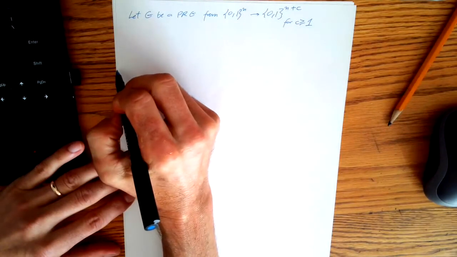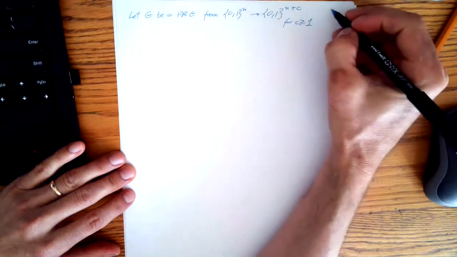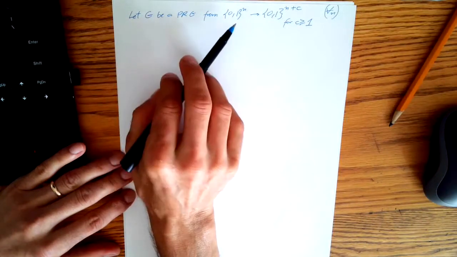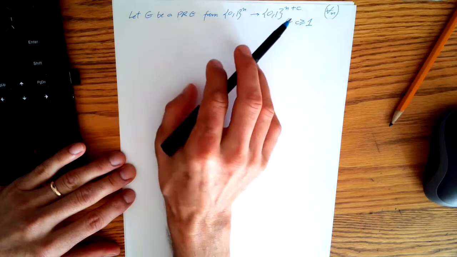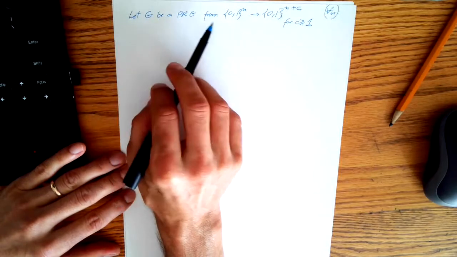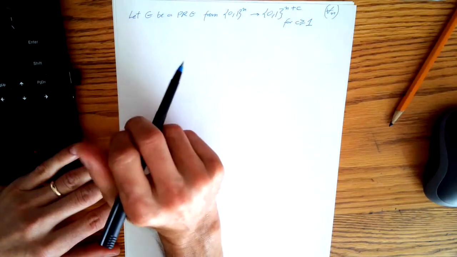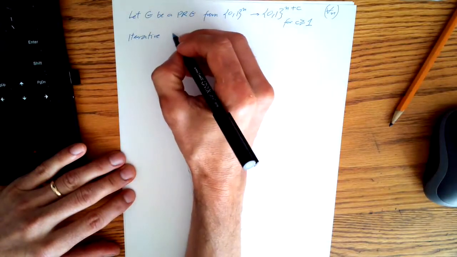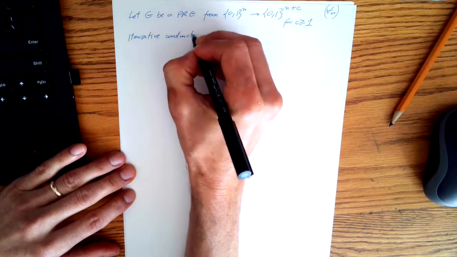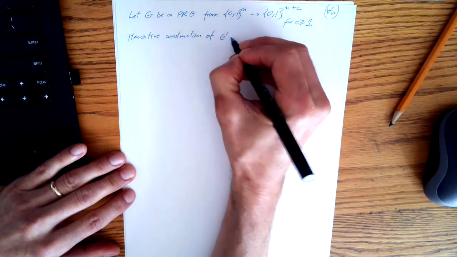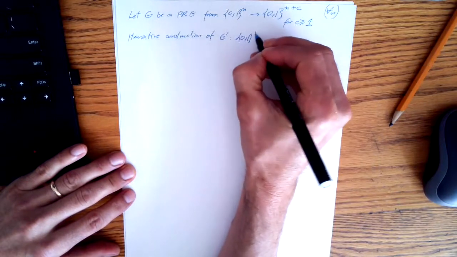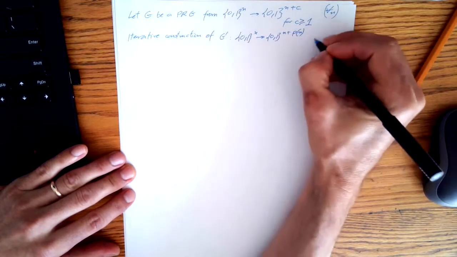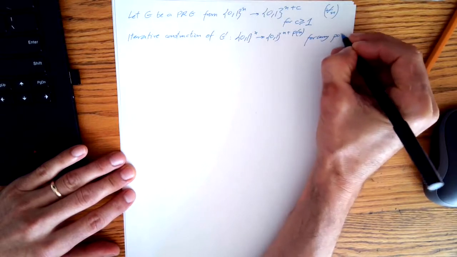And let's do it for all n. Basically it's an asymptotic construction: if it gets 100 bits, it outputs 100 plus c. If it gets 101 bits, then it outputs 101 plus c. And the iterative construction of G prime would, given n bits, output n plus p(n) for any polynomial p.